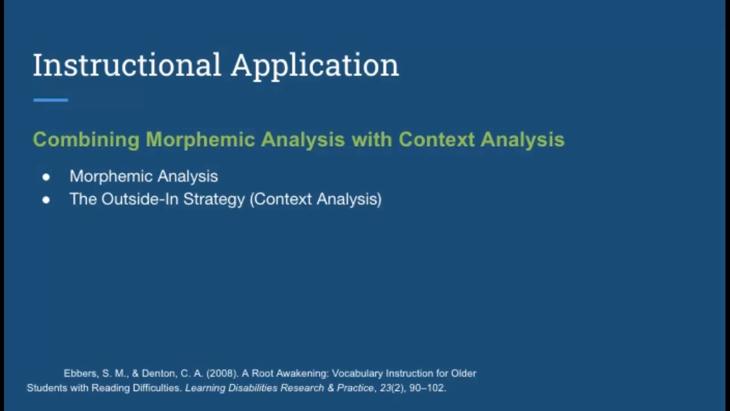So for this reason, I'm glad that we learned, in a previous class, about the outside-in strategy, which combines context analysis with morphemic analysis. Using context clues in 3rd grade when reading passages for standardized tests and whatnot, or any reading in general, can help us determine the meaning of words. So why not combine morphemic analysis and the use of context clues to help students find the meaning of certain words.